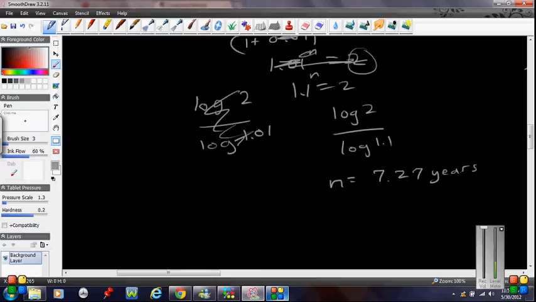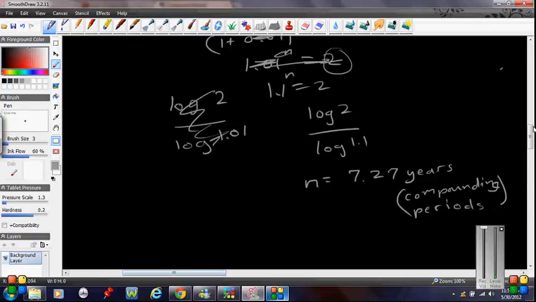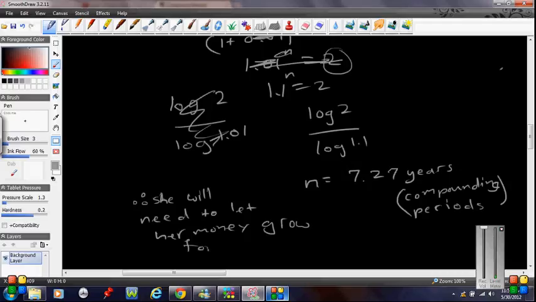The reason I'm writing years is that you can write compounding periods, but in this case the compounding periods are per year, right? So compounding periods are equal to years. You can just do that there if you want, for those of you that might not have known that. Okay, so now let's go back. Like always, we write a therefore statement. Therefore, she will need to let her money grow for essentially 7.27 years.